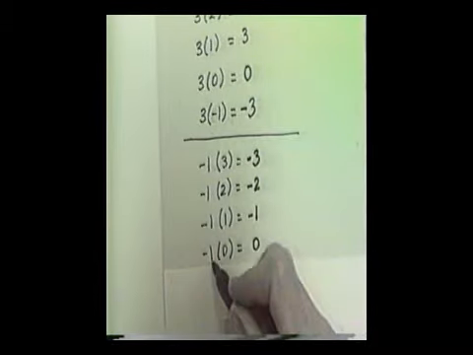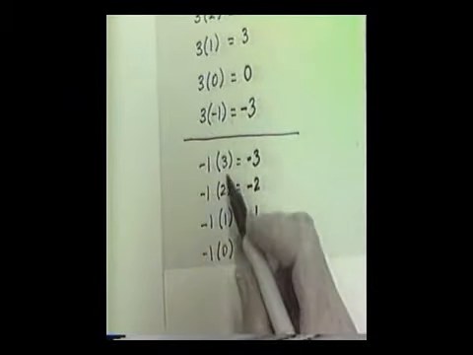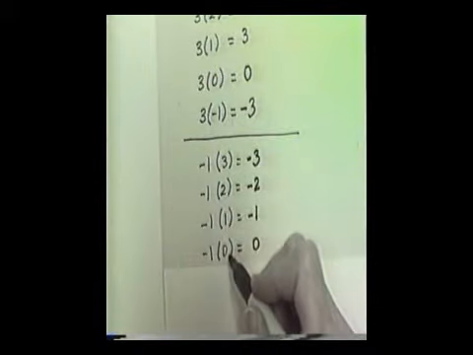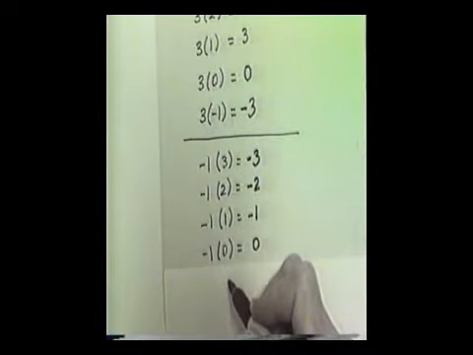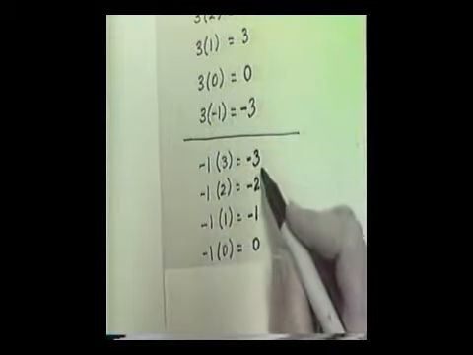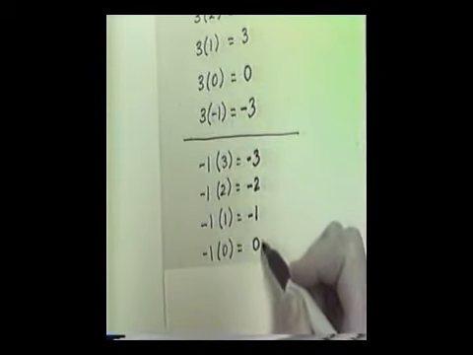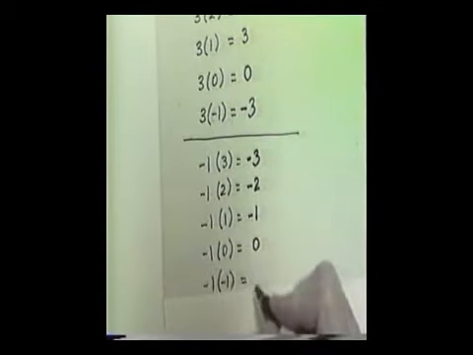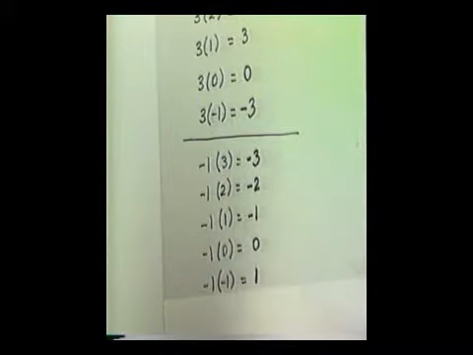Then the next one should be negative 1 times negative 1: the second factors go 3, 2, 1, 0, negative 1, and the products go negative 3, negative 2, negative 1, 0, positive 1. So that tells us that negative 1 times negative 1 is positive 1.